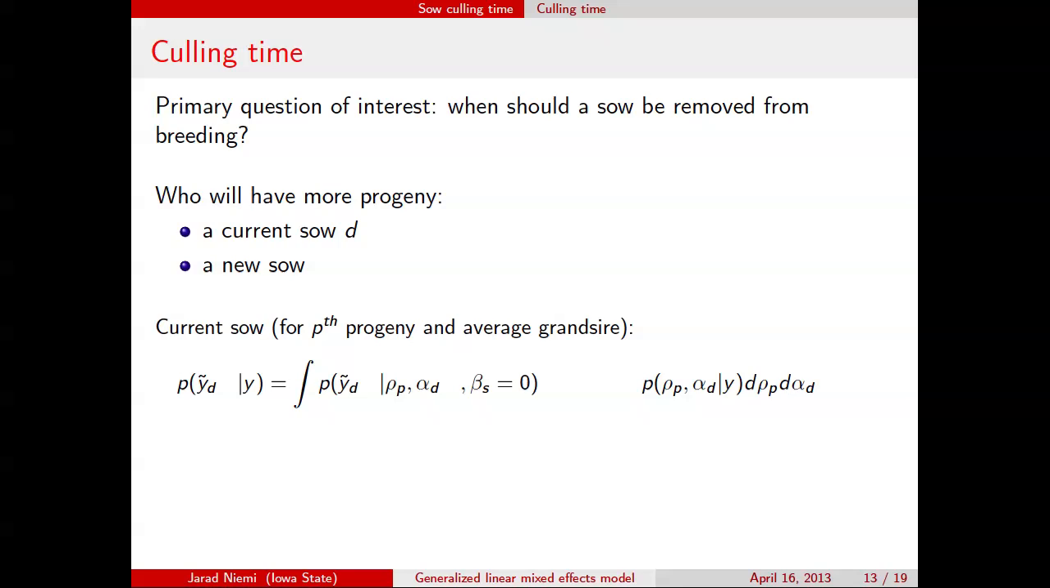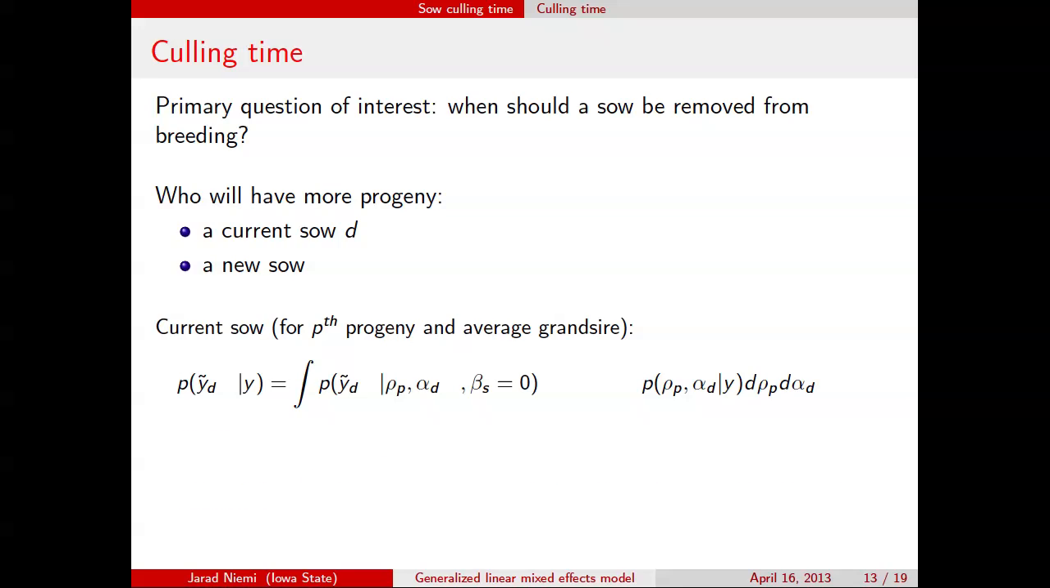We're getting low on time, so I want to point out that this should give you some intuition about how to do this via simulation. Via simulation, what you want to do is simulate rho and alpha from the posterior, plug that into the Poisson distribution, and simulate a new number of progeny. And repeat that a large number of times. And then you have a full posterior for the number of progeny for that next parity for a current sow.